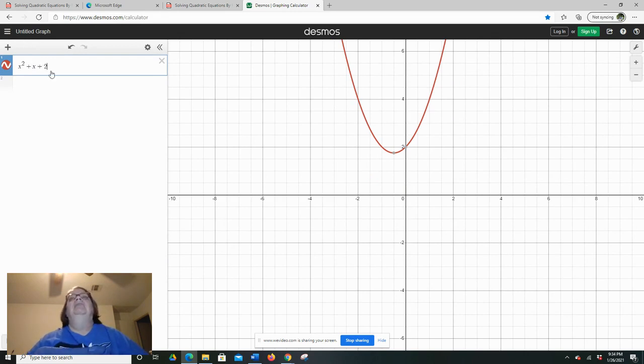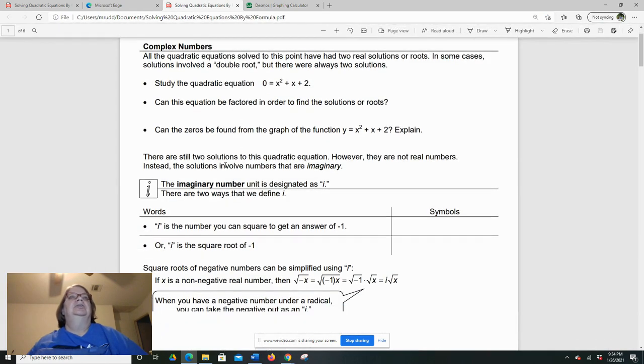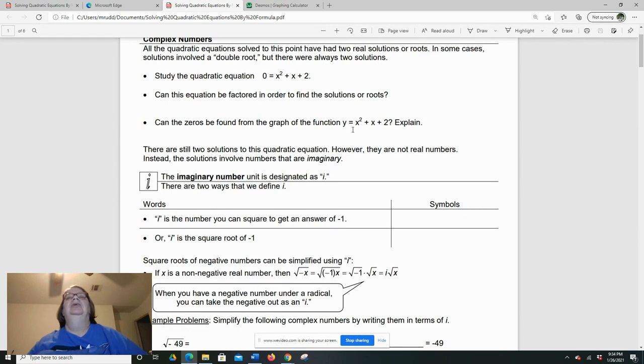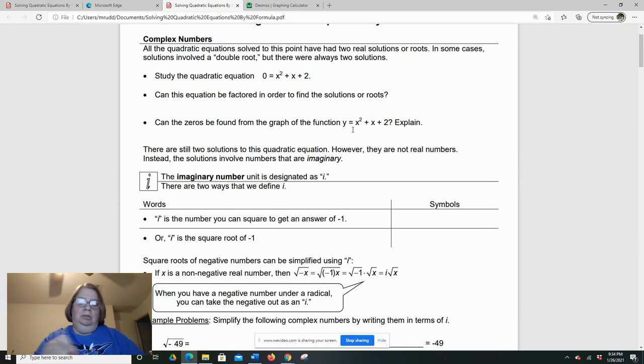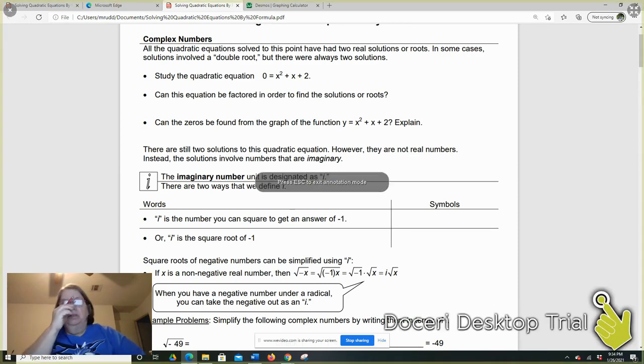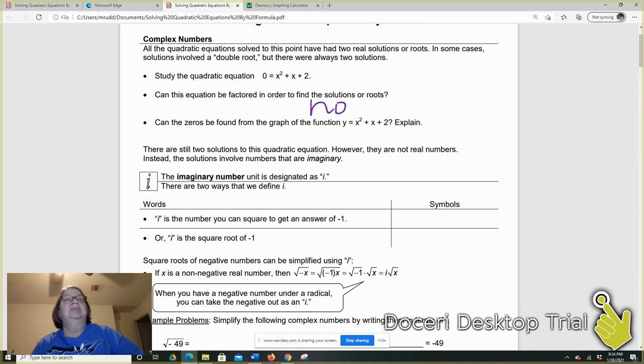We learned that solved by graphing, you look for the x-intercepts. If you notice, when we graph this one, it does not have x-intercepts. So the answer to this question, can it be found from the graph? No, because it has no x-intercepts. So we've learned that a lot of our quadratic equations can be solved by factoring. This one can't be solved by factoring. Some can be solved by graphing. You find the x-intercepts. This one has no x-intercepts.